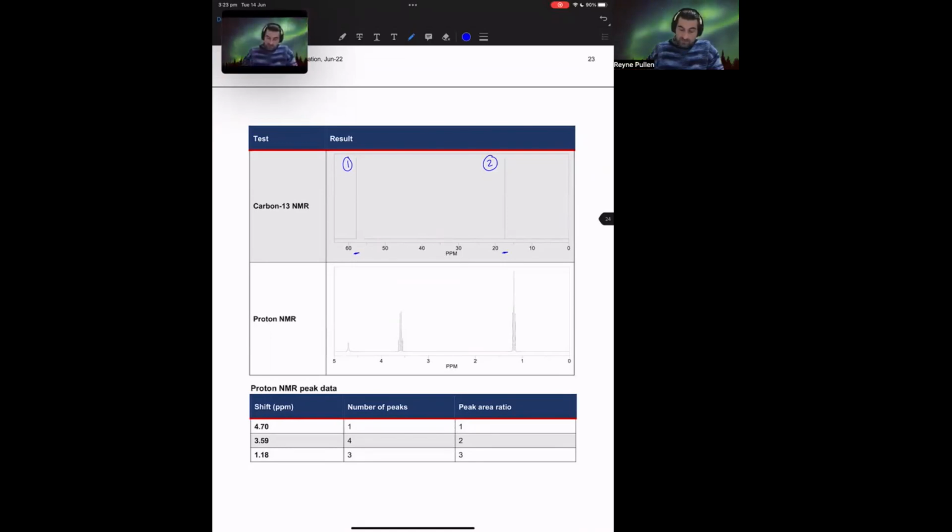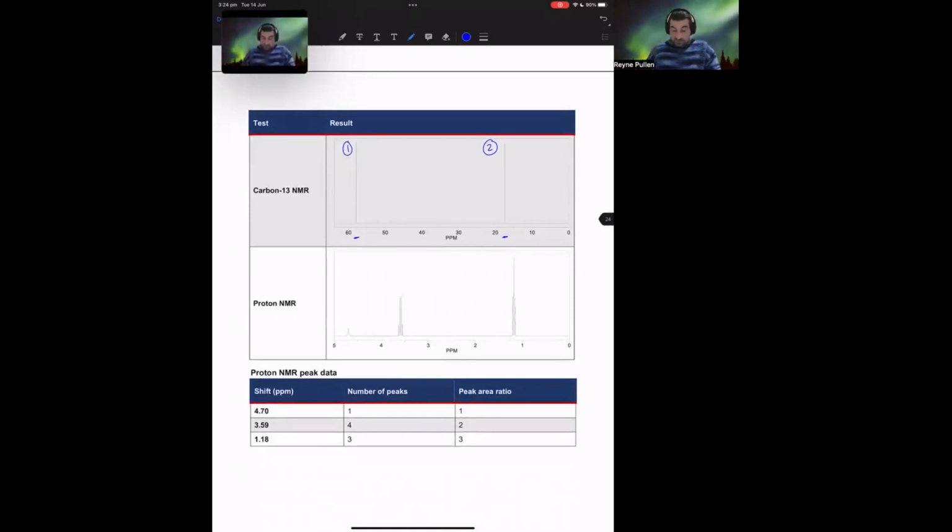Up at about 60 though, peak number 1, that's been de-shielded. So it's telling me that it's next to something that is going to be pulling electron density away. We've already established that there must be an alcohol or an aldehyde present, and both of those could do that. So it's telling me that peak number 1 is the carbon that's right next to an oxygen, and peak number 2, there must be another carbon away, not that influenced by the oxygen. Carbon out of the way, let's move into the proton.